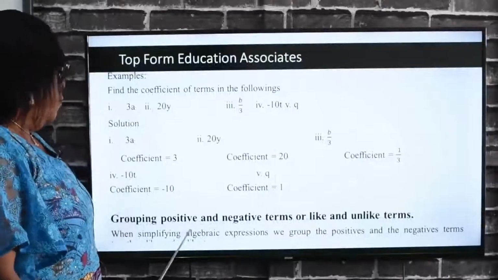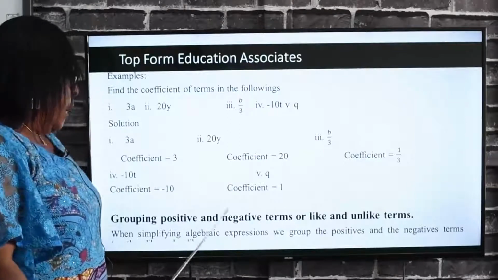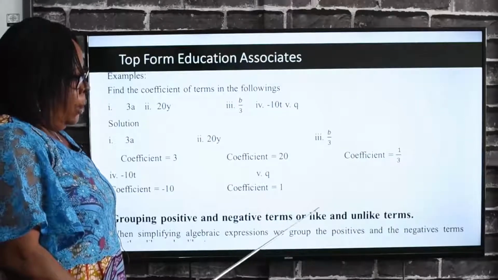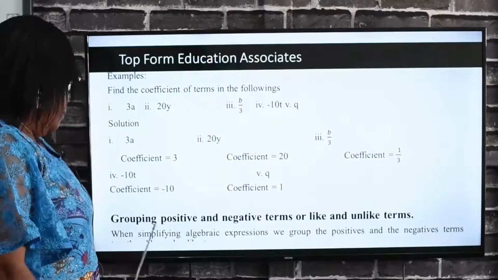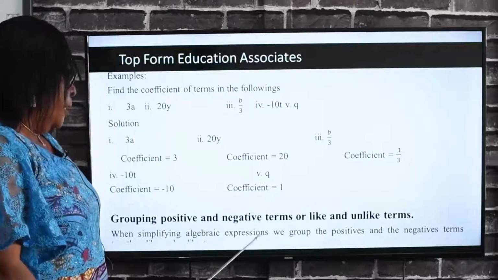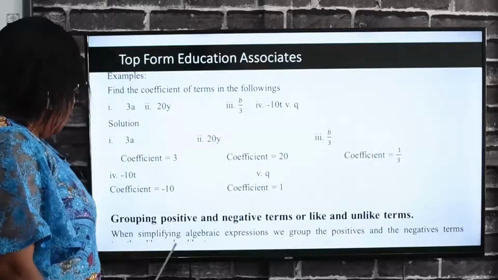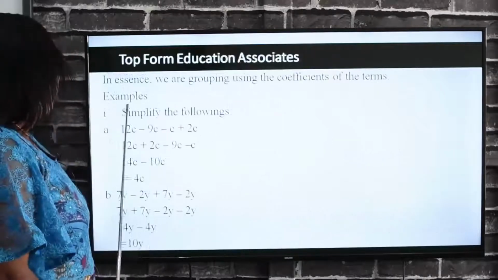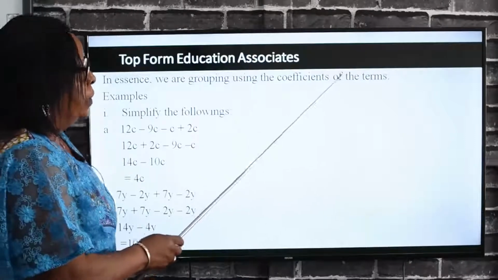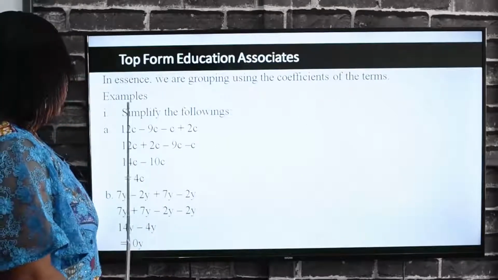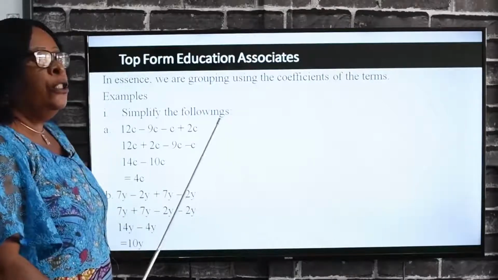Okay, students, we've come to our next subtopic, grouping positive and negative terms, or like and unlike terms. When simplifying an algebraic expression, we group the positive and the negative terms together. In essence, we are grouping using the coefficients of the terms. Examples. Simplify the following.